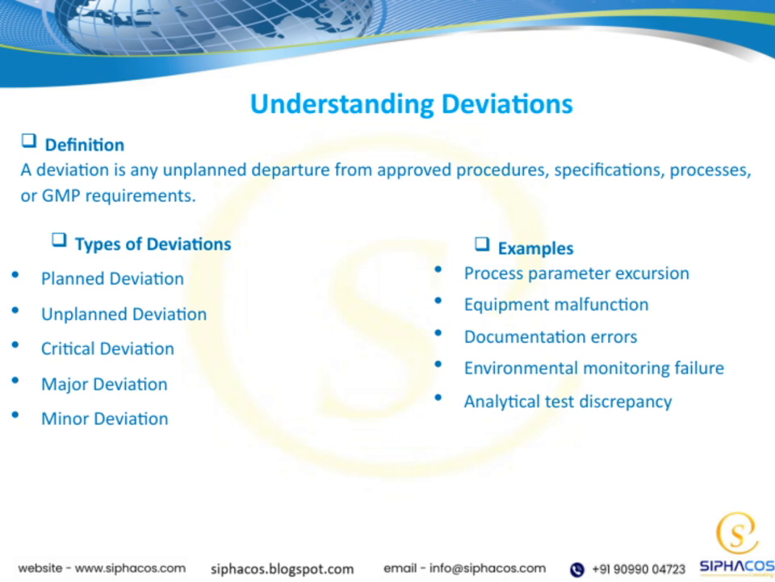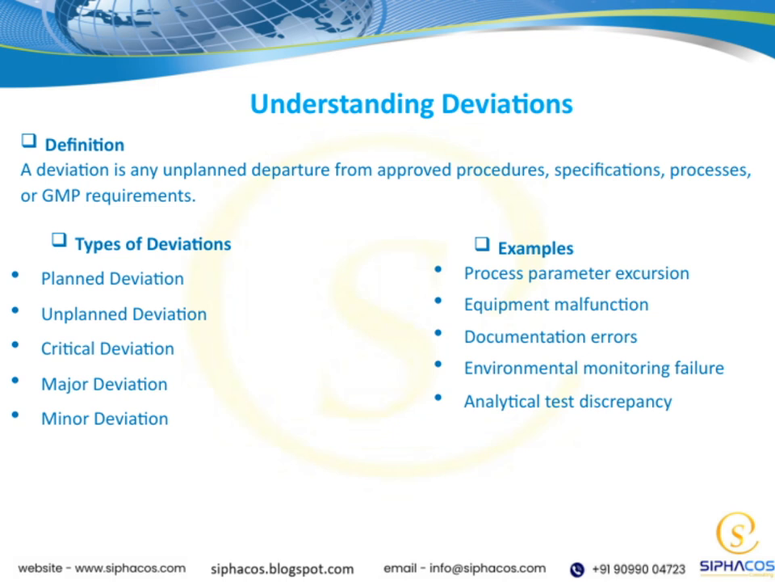Now, what exactly do we mean by a deviation? A deviation is any unplanned departure from approved procedures, specifications, processes, or GMP requirements. It's important to understand that deviations can happen unexpectedly and need to be managed properly to maintain compliance and product quality. When we talk about understanding deviations, we need to recognize that they come in different forms.